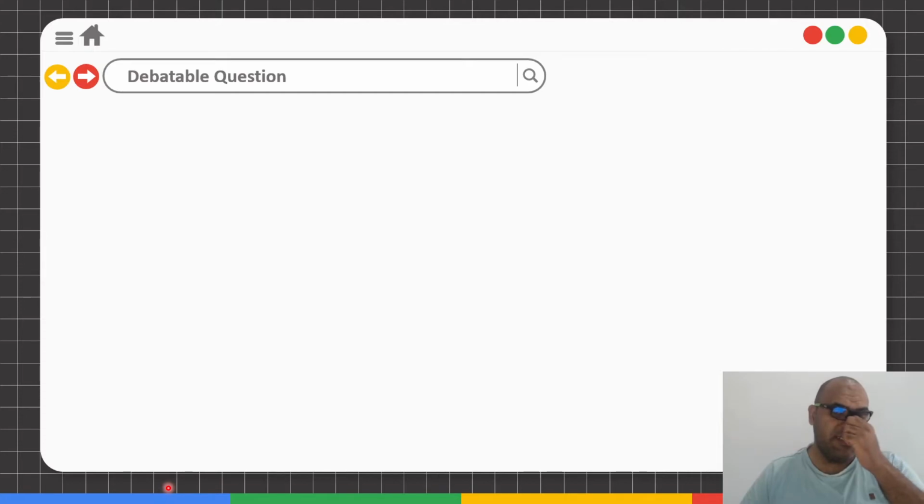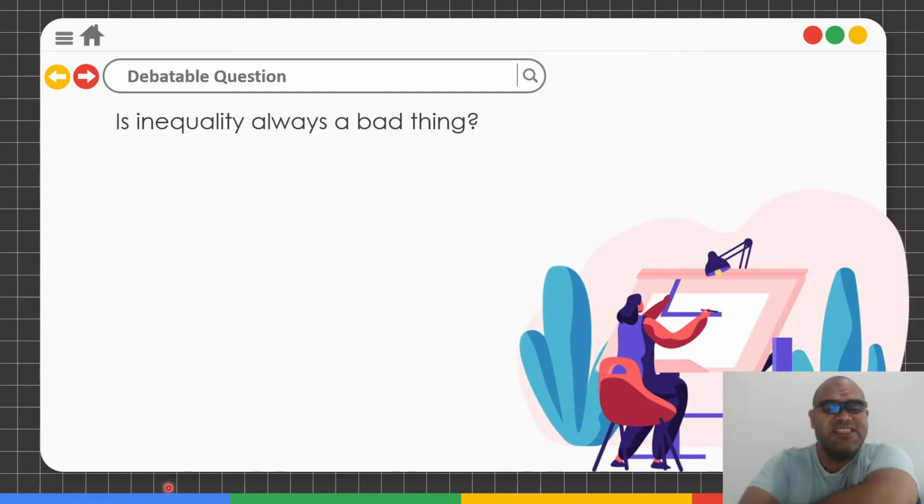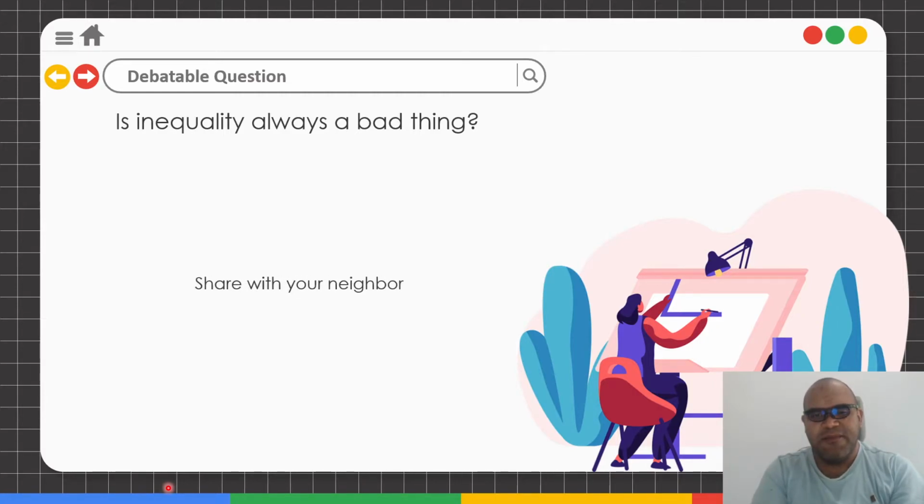Debatable question, guys. Let's start our question. Think about it, is inequality always a bad thing? What do you think? Share with your neighbor, okay? You have a friend next to you, share with them for 3 minutes. Is inequality always a bad thing? Okay, remember to think in all contexts for the word inequality. The word inequality has many contexts, but remember to share about this in math context and normal context. Let's go.